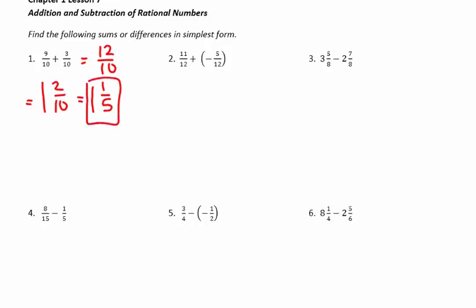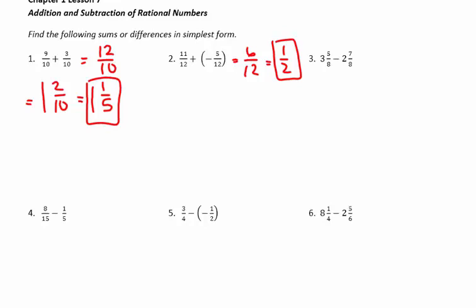Question number two is the same question, except now we're using rules of integers like we learned before. The signs are different in this case, so we subtract the two numbers. 11 minus 5 is 6. Keep the denominator the same, so that's 6/12, which is equivalent to 1/2. So we're remembering the rules of integers while we're working with fractions.